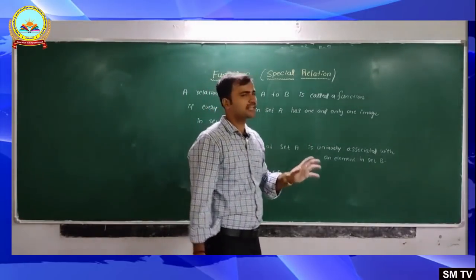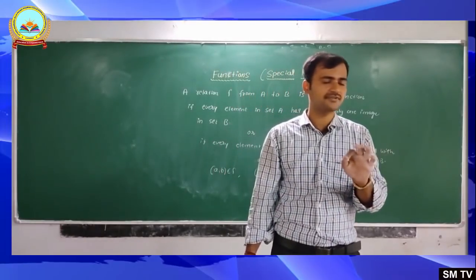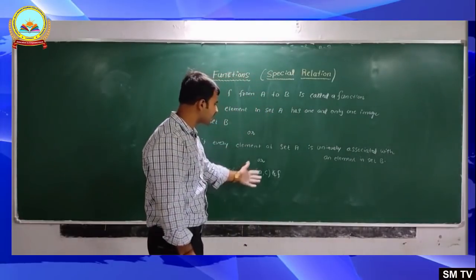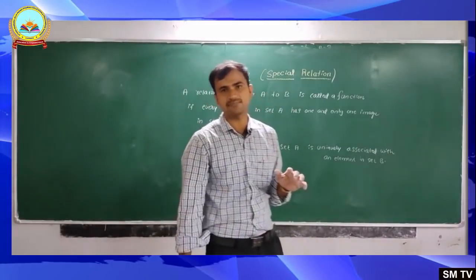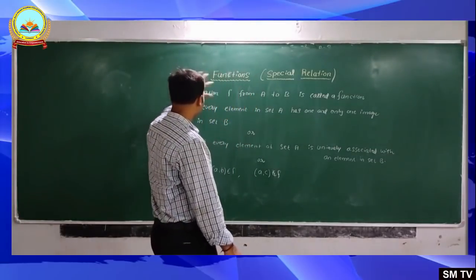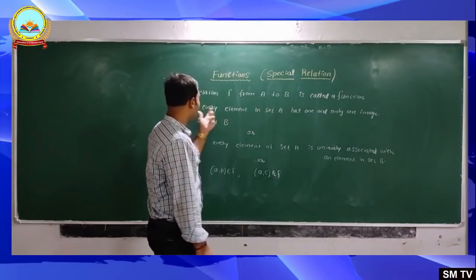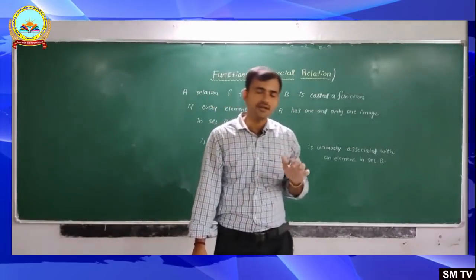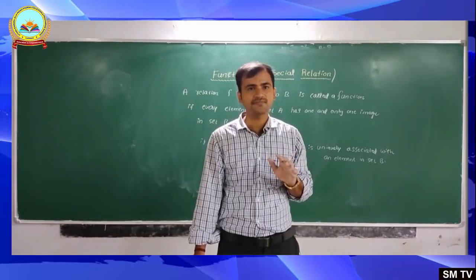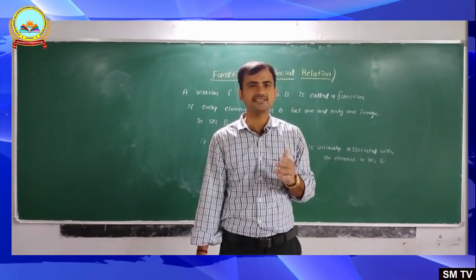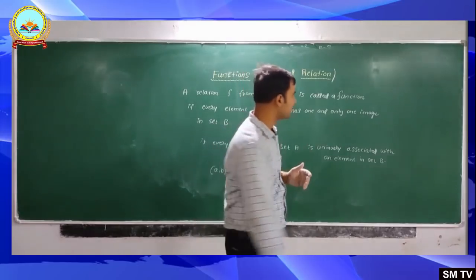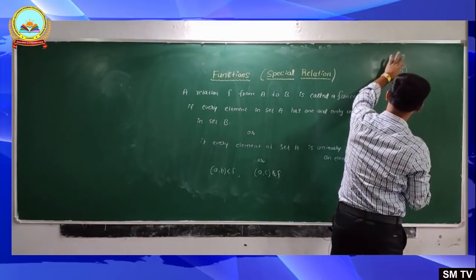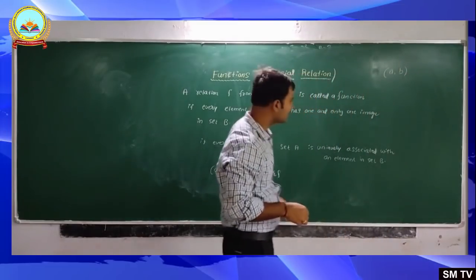Before I give the examples, the definition of functions will not be very clear. So I will explain these definitions again, and immediately move into examples. First one: a relation f from A to B is called a function if every element in set A has one and only one image in set B. We all know what an image is. In relations we have discussed image. If you have (a, b), this b is called the image of a.